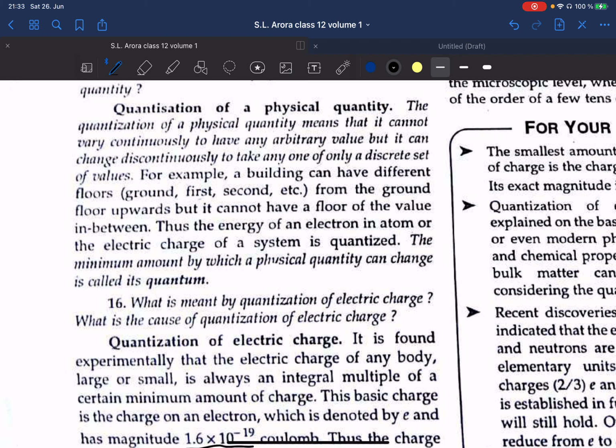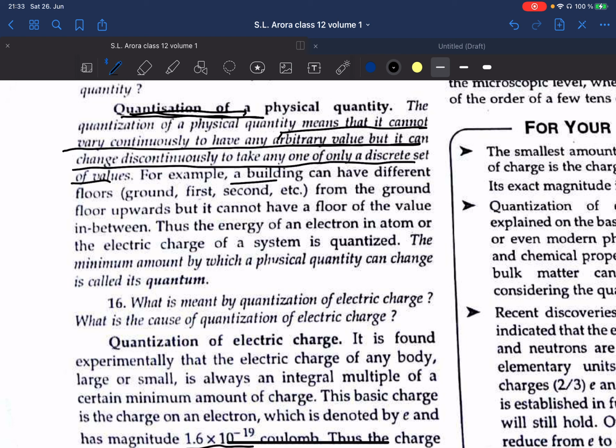But in general physics, the classical physics, or normal modern physics, basically what we do is we take charge as quantized. Charge is quantized. That means that it cannot vary continuously to any arbitrary value, but can only take on discrete values. For example, a building can have different floors from the ground floor upwards. Thus, the energy of an electron in an atom, or electric charge, is quantized.